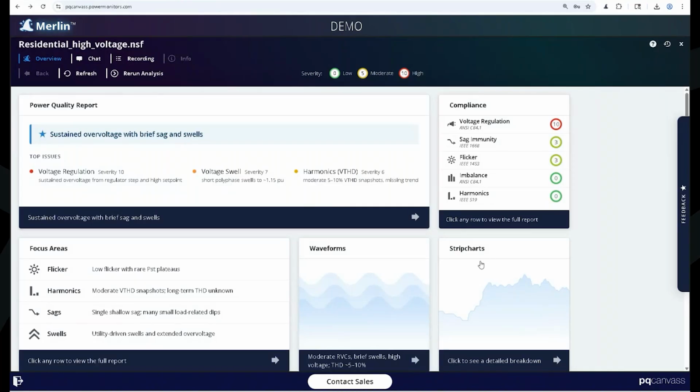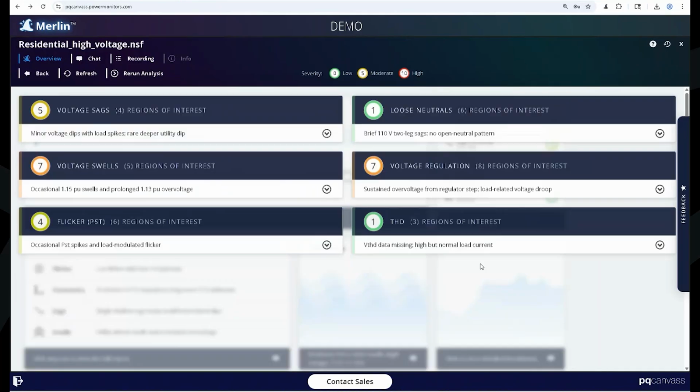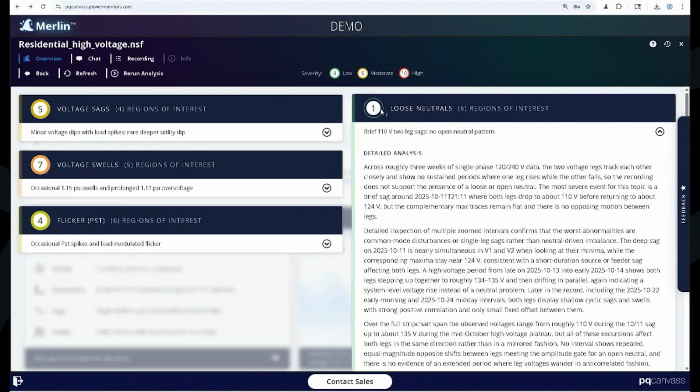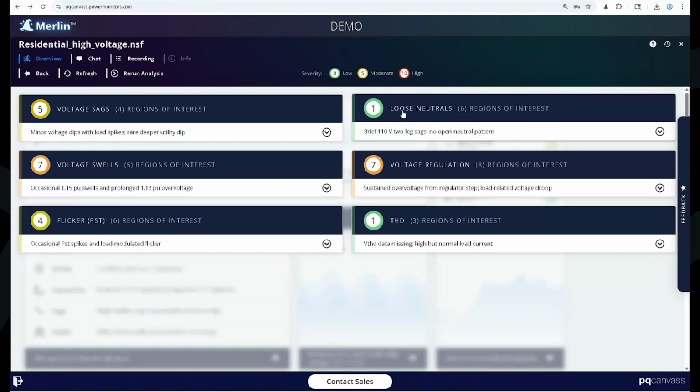And so here, this paper is focused on the strip chart layer. This is one of the ground layers of Merlin actually looking at data. This is one of the hands-on pieces of Merlin. And we can see some of these that are low severity, like loose neutrals. As Vinny said, that's severity 1, basically not a problem at all.